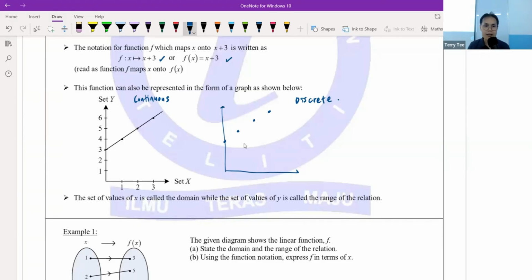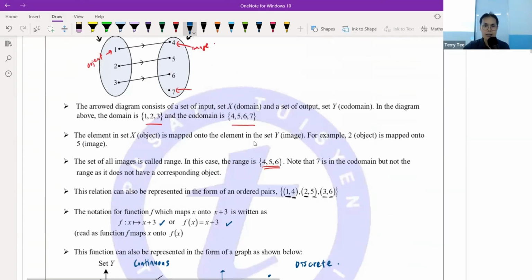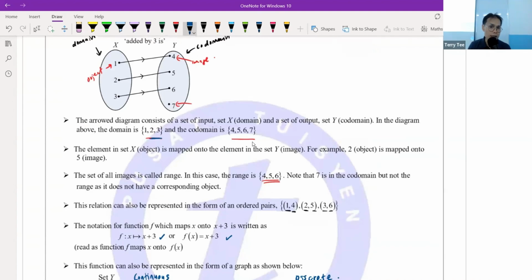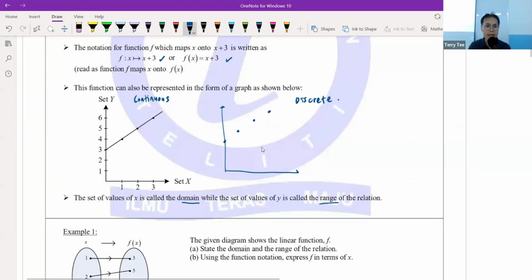Okay, so the set of values of x are called domain. The set of values of y are called range. Okay, for continuous, we cannot use single value like this. We cannot say domain is this. We can't write domain like this, or range like this, codomain like this. We have to use inequality. For example, in this case, let's say your domain is from 0 to 3. Then we say our domain is x between 0 to 3.